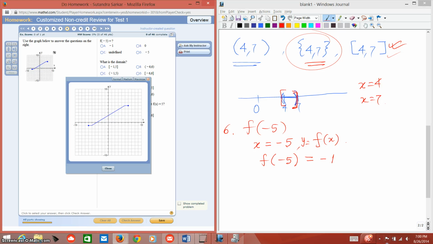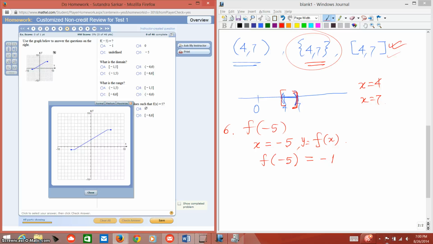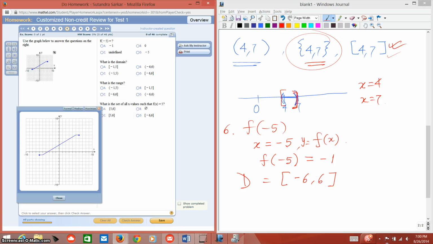And what is the domain? You see the solid circle at the end points, that means it is a closed interval. In this case it comes out to be from -6 up to +6. So the domain comes out to be -6 to +6.